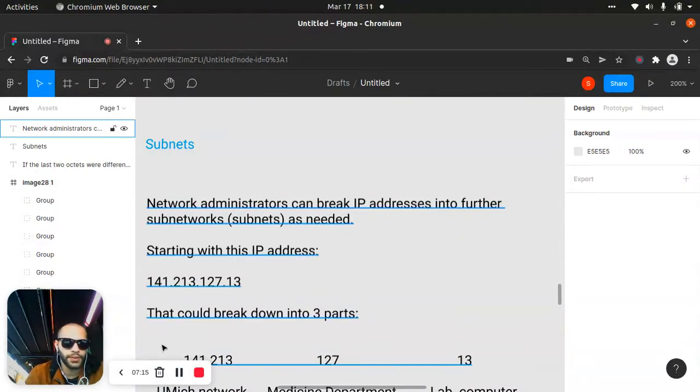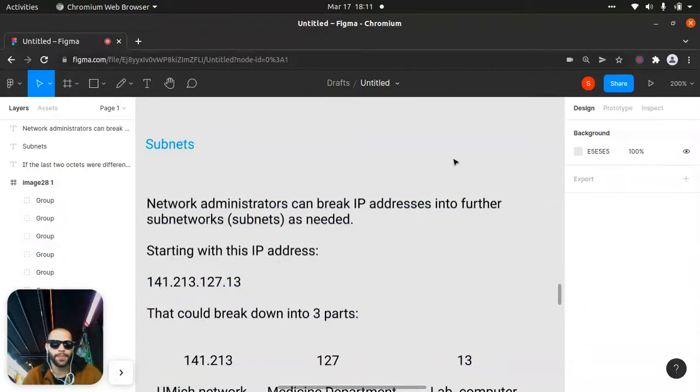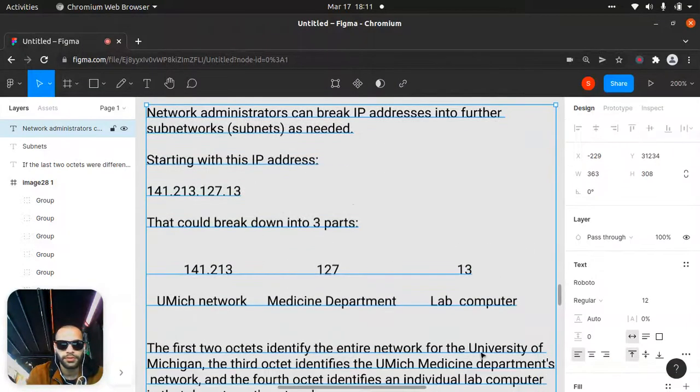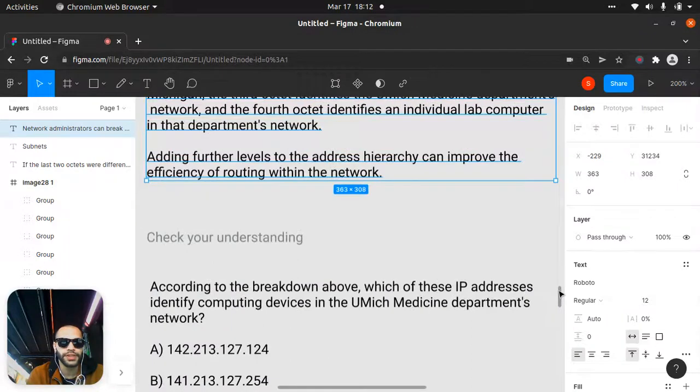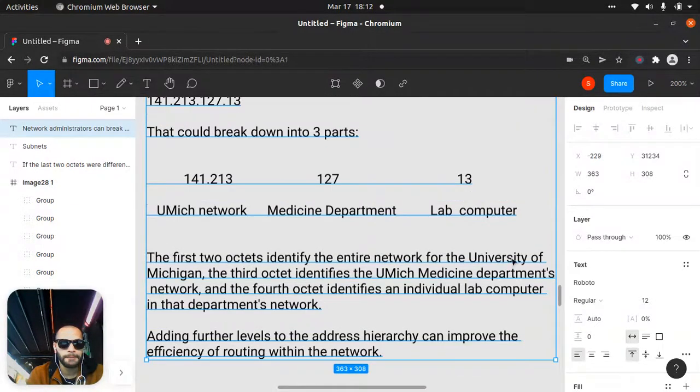Yes, now let's look for the subnets. Network administrators can break IP addresses into further subnetworks or subnets as needed. Starting with this IP address, which we called the Comcast network, and especially your computer IP, it could break down into three parts. We will look for three parts and check the details of this IP address.